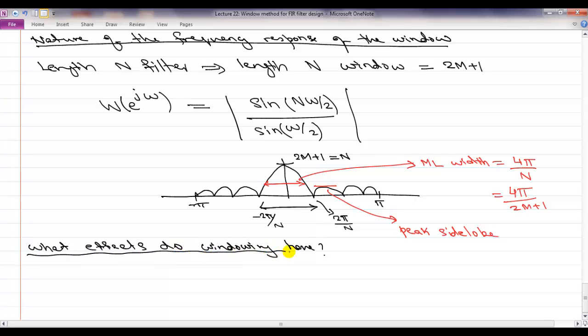As we talked about, there are two main effects. Let's look at those two effects step by step, and let's try to argue what shape of the window function Fourier transform affects which parts of my frequency response. So the first effect we said was we have smoothing of the transition band.